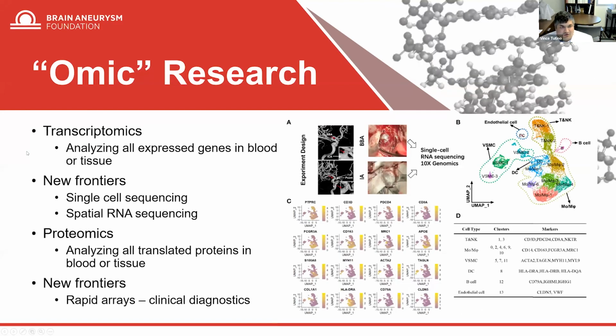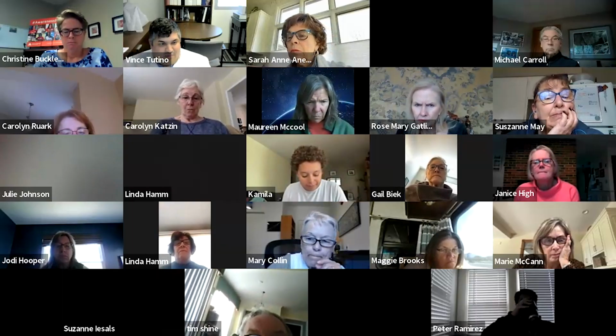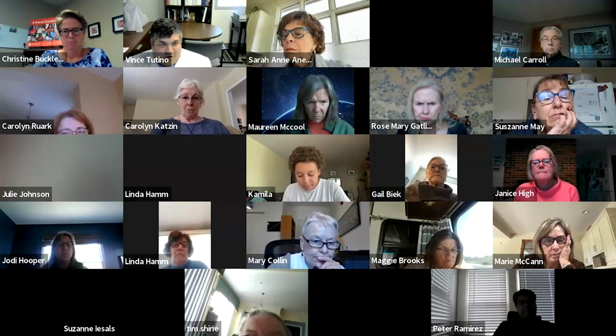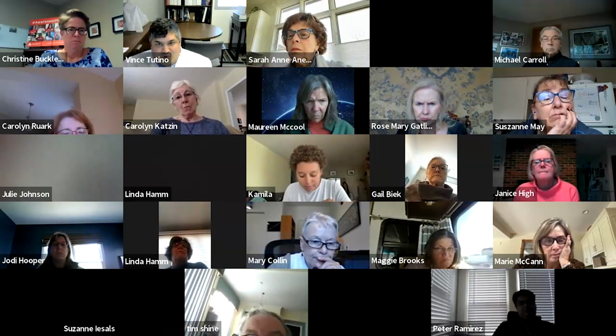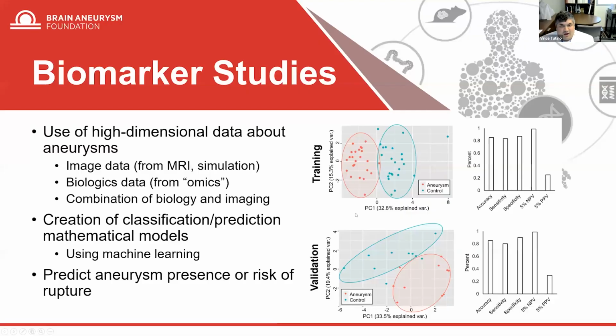Other ways of doing that are looking at what's called transcriptomics or proteomics, which is basically the genes that a tissue or blood are expressing. And that's an indication of what the biological processes are that are ongoing in that patient, in somebody that might have an aneurysm. And so we put all of these together and look at this holistically, and this is what we call, eventually could be, a potential biomarker.